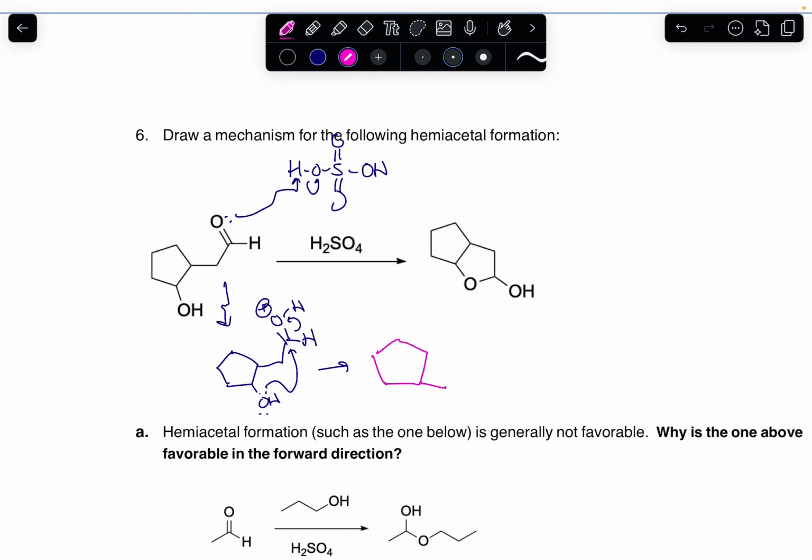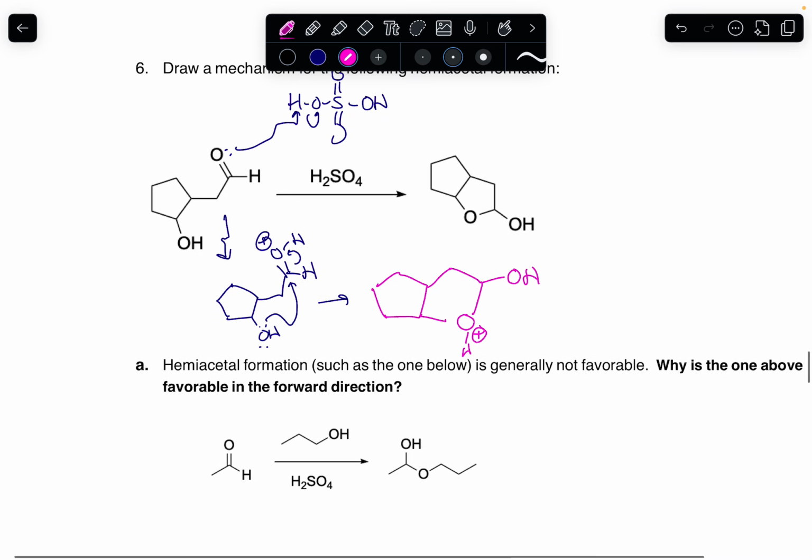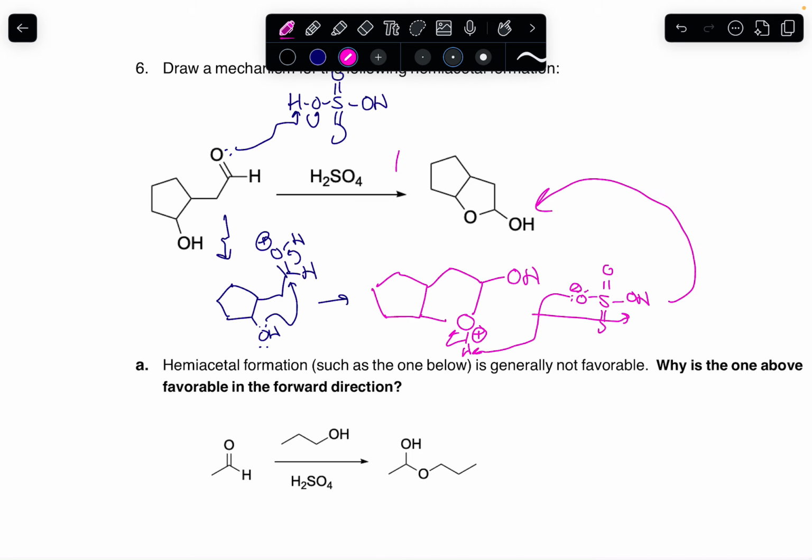We can go ahead and sneak peek at our product to see that it's going to make a 5-membered ring, like that. And then to restore our catalyst, we can use something like water or sulfuric acid to take that away. And then that will get us here.